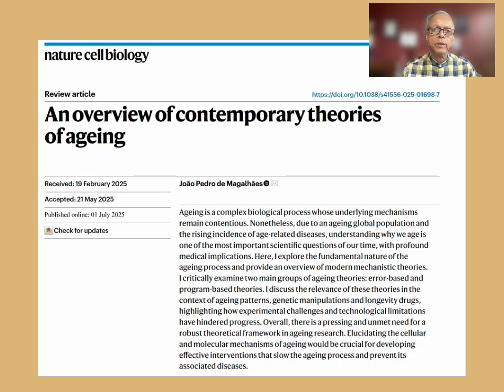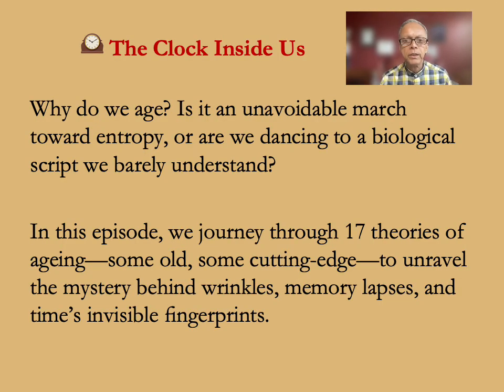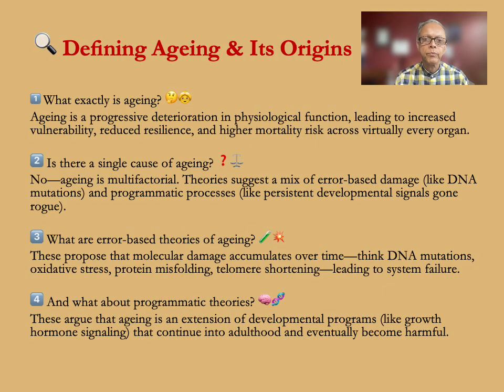This video is on a Nature Cell Biology review article on an overview of contemporary theories of aging. It was published online on 1st July 2025. The clock inside us. Why do we age? Is it an unavoidable march towards entropy, or are we dancing to a biological script we barely understand? In this episode, we journey through 17 theories of aging, some old, some cutting edge, to unravel the mystery behind wrinkles, memory lapses, and time's invisible fingerprints.